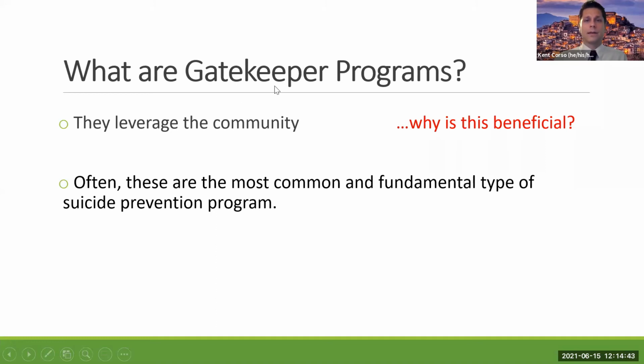What I would ask is, what are gatekeeper programs? Does anyone know what gatekeeper programs are? Feel free to put your comment in the chat box. What's a gatekeeper program? Most folks are saying they don't know. Okay, that's great. So this is the most fundamental type of suicide prevention program.